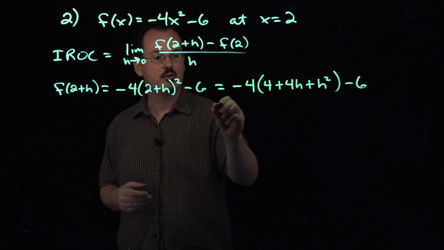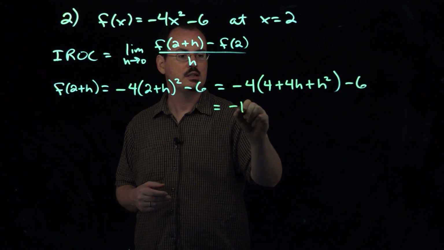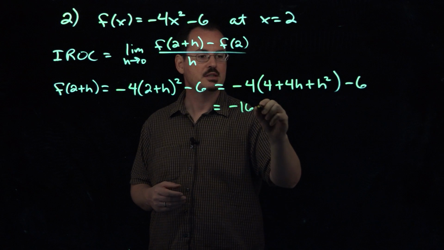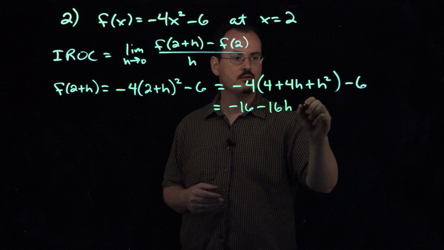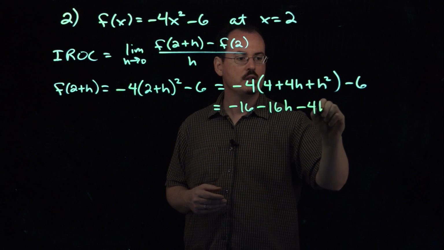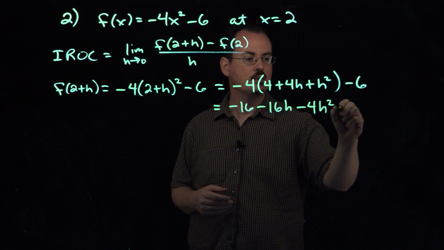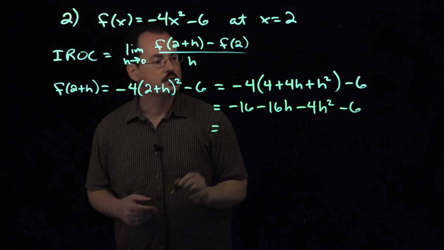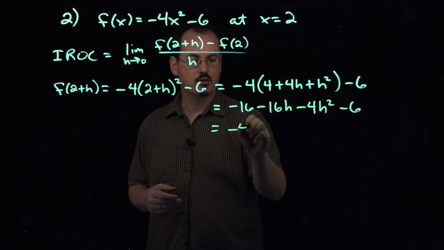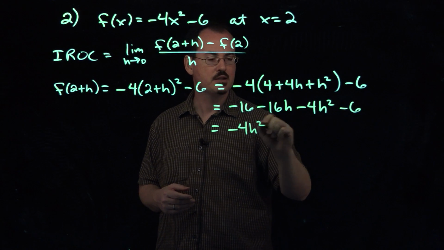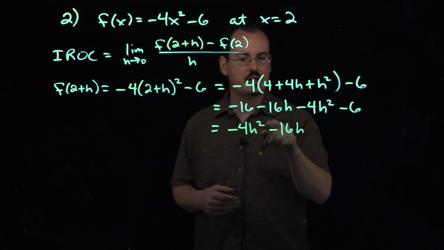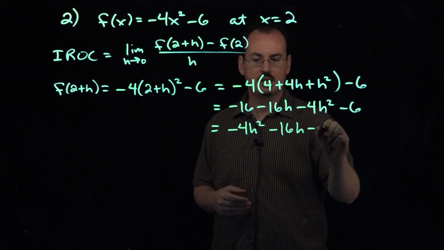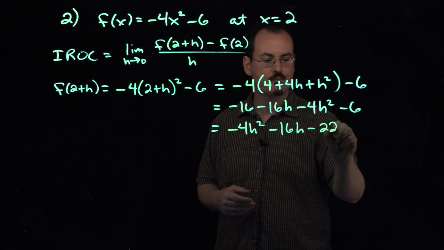Then we simplify that, we're going to get minus 16 minus 16h, and then minus 4h squared, and then we still have the minus 6 there. So let's combine our like terms. We're going to have minus 4h squared is the h squared term, minus 16h, that's the only h term, and then we've got minus 16 minus 6 is minus 22.